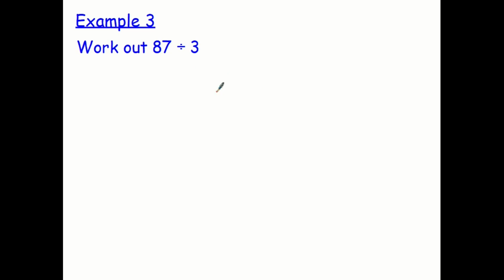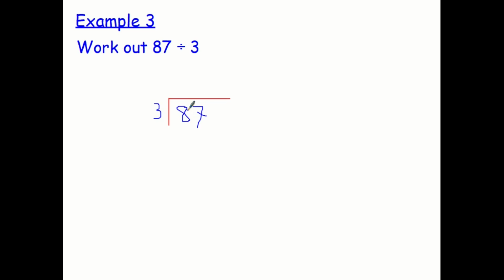Example number 3, 87 divided by 3. Let's do a bus stop. You put the divisor, or this bit here that you're dividing by, on the outside. 87 goes on the inside. And then my first question to myself is how many 3's in 8?